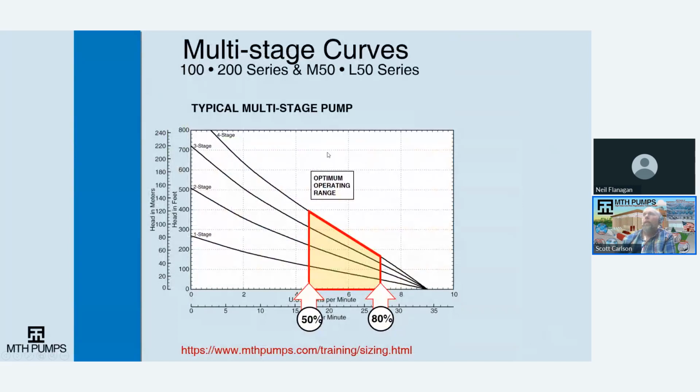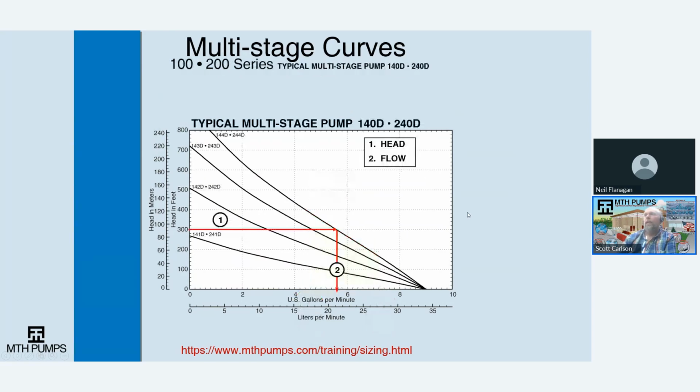When we look at the multi-stage curves, again, it's 50% to 80% that is the most efficient point of the pump. So that's kind of where you want to stay in your selection area. If one of your selections is outside of this area, you really want to move up to the next larger pump that'll have a larger flow to select in that.